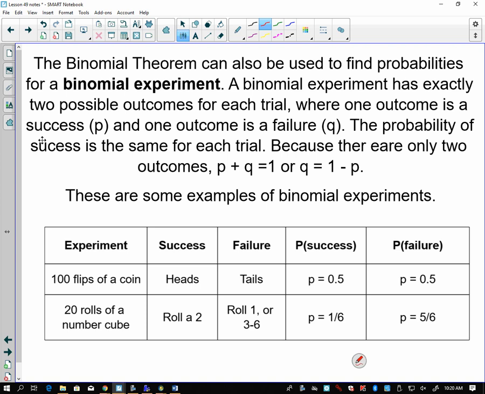P, probability of success, is 1/2, like flipping a coin. And probability of failure is also 1/2, right? 1 and 2. So 1/2 plus 1/2 is 1. If you wanted to solve for just 1, let's say you wanted to solve for a failure, you take 1 minus 1/2. You'd still get 1/2. So there are some examples of binomial experiments.